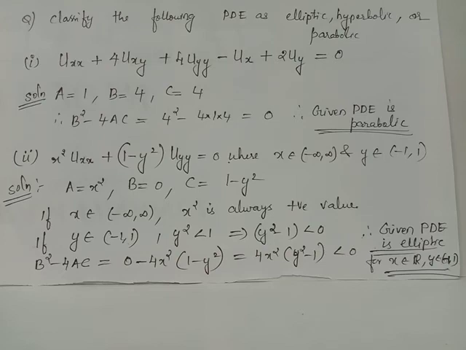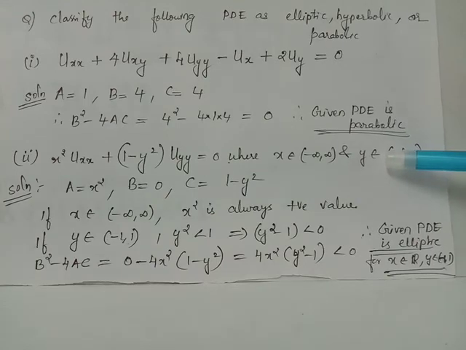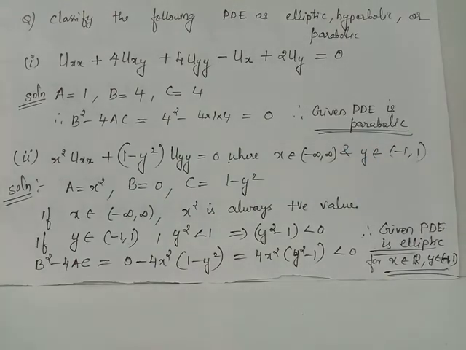Since b square minus 4ac is strictly less than 0, this partial differential equation with these given ranges for the independent variables will be elliptic.